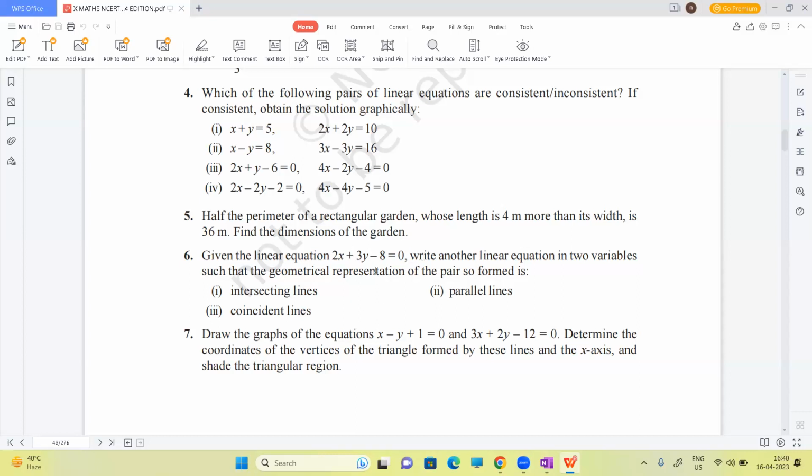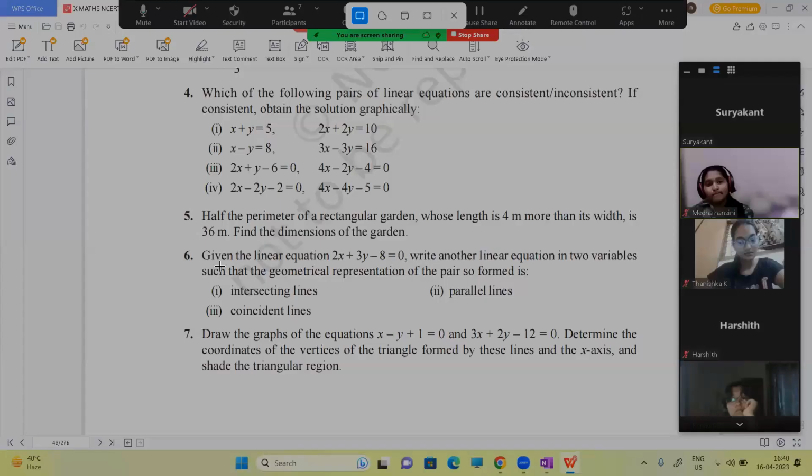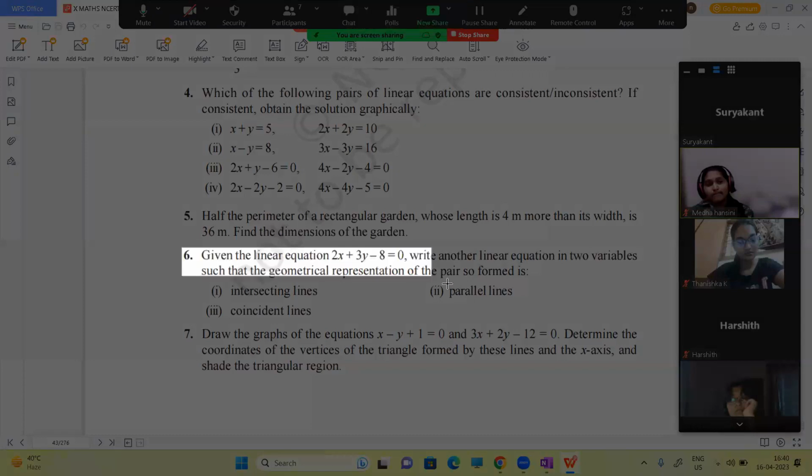So you can do that, right? Intersecting line means what? A1 by A2 should not be equal to B1 by B2. You can just make it easily, right? It's clear. No, you can form the equation or not. Wait, I'll tell you. People are not getting confidence over here, so I'll just do a question for you.